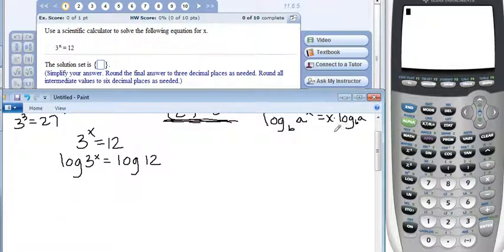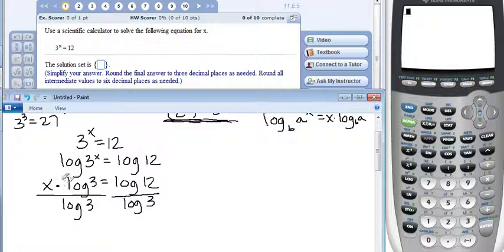Now I can use my power rule because I've got a logarithm. This x can come down in front. Up in here, I can't solve for it, but down here I can. I've got x times something. To solve x times something, I just divide by the log of 3. So here x is equal to the log of 12 over the log of 3.